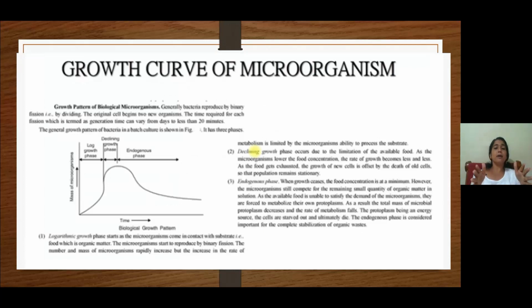This is the growth pattern in an activated sludge process. On the x-axis, the time is given, and on the y-axis, the mass of microorganisms is given. There are three phases of growth of microbes in the activated sludge process. The first phase is the log growth phase, in which the amount of microbes increases inside the wastewater at a very high rate. In the second phase, the declining growth rate, the growth declines, and in the endogenous phase, the rate of growth decreases. These are the three phases in the growth of microorganisms.